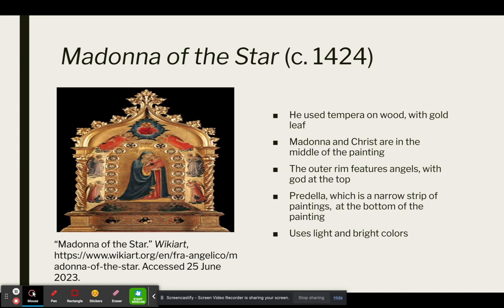He also adds a predella, which is a narrow strip of paintings at the bottom of the painting. His use of light and bright colors is significant, notably the color blue, which we see in many of his other paintings, especially when he is depicting Madonna.